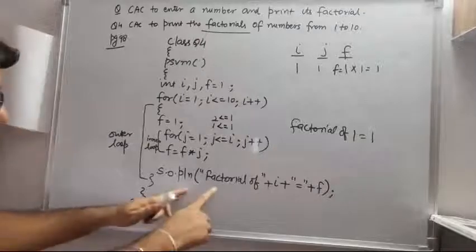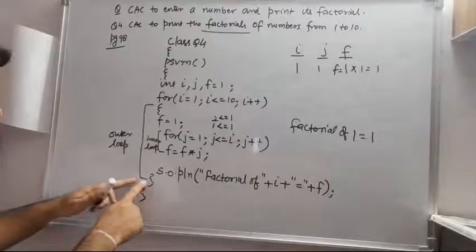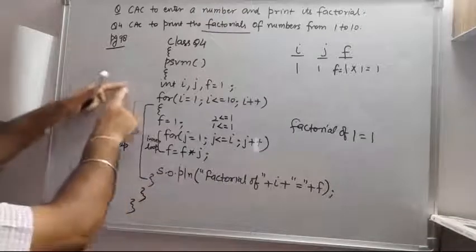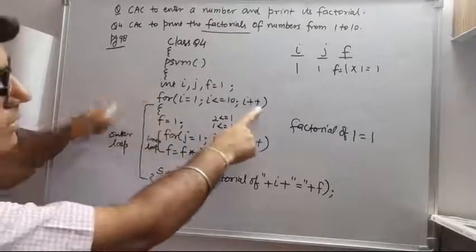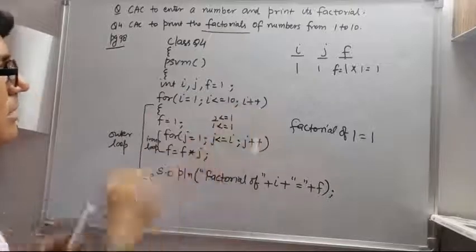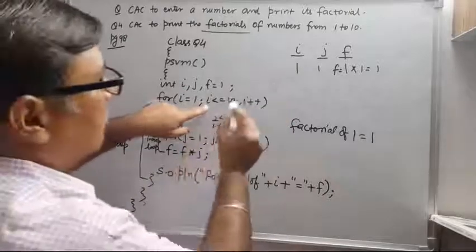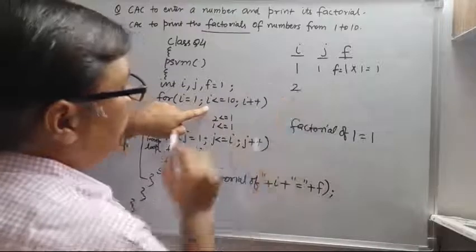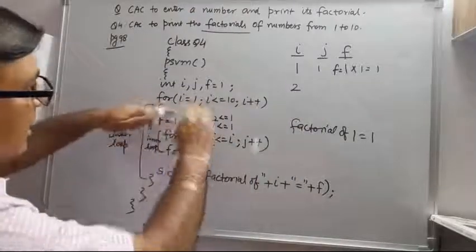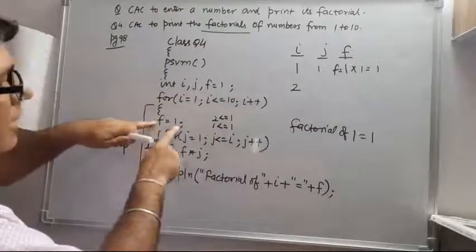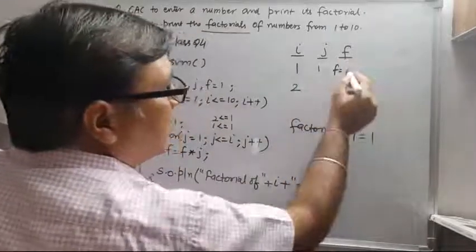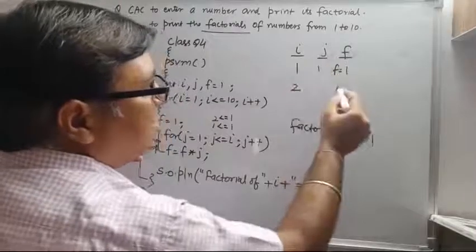After that, it will come to this bracket, and this is the outer loop, so it will move again. Now the value of i will become i++, means the previous value of i is 1, now the value of i will become 2. It will come down, the value of f will again be reset. So the value of f will become 1. That will reset the value.